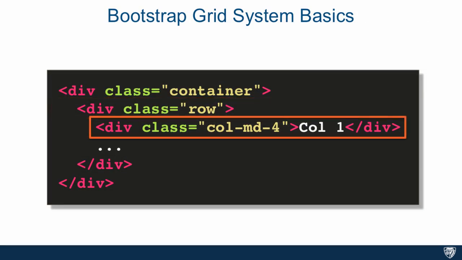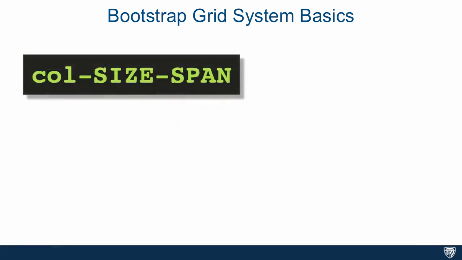You've seen this type of column class definition in our lecture on responsive design before. So in terms of how Bootstrap defines it, let's go ahead and take it apart. Every Bootstrap column class is defined using this template: col for column, dash size, and then dash span. Let's go over the two components of this template.